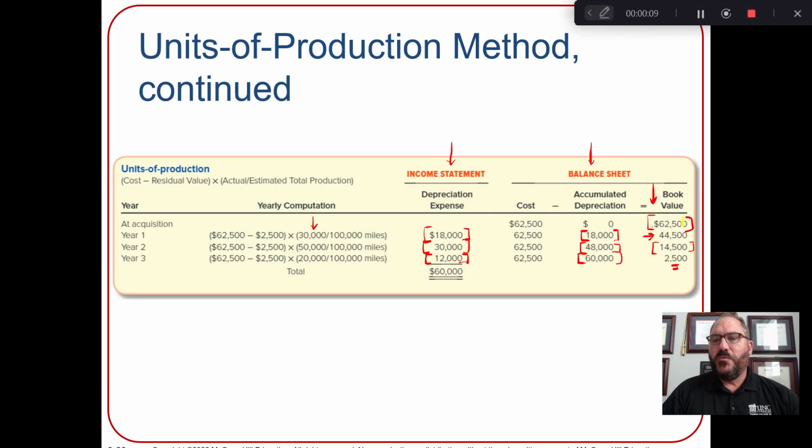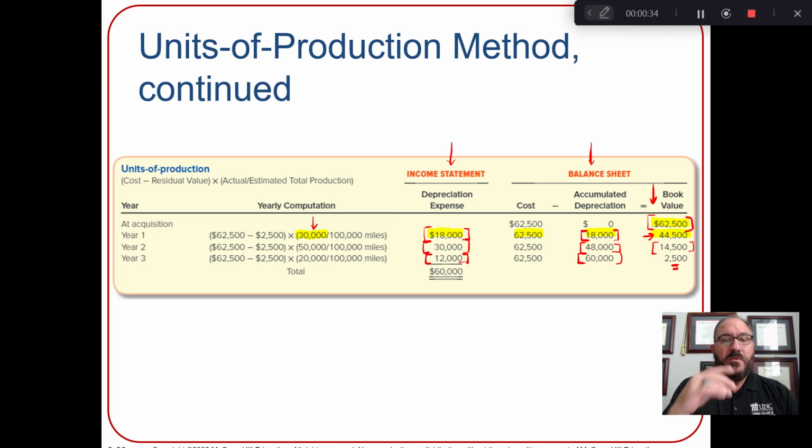But notice we start with our book value here of 62.5. Then, first year was 18,000. Why? It was based on mileage. See, 30,000 miles the first year. So there's our cost, there's our accumulated depreciation, and there's our new book value. The book value is the historical cost, right, minus the accumulated depreciation.